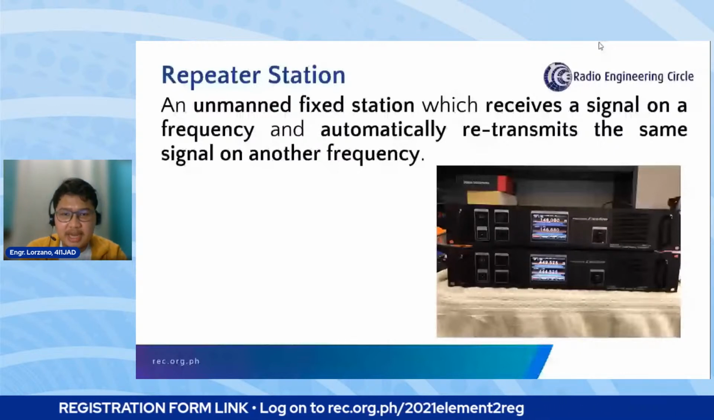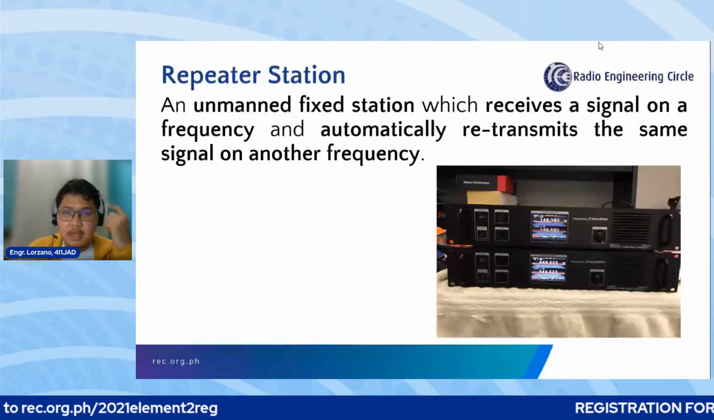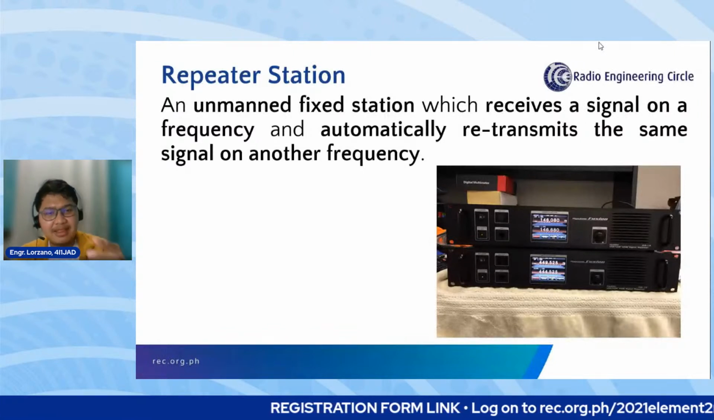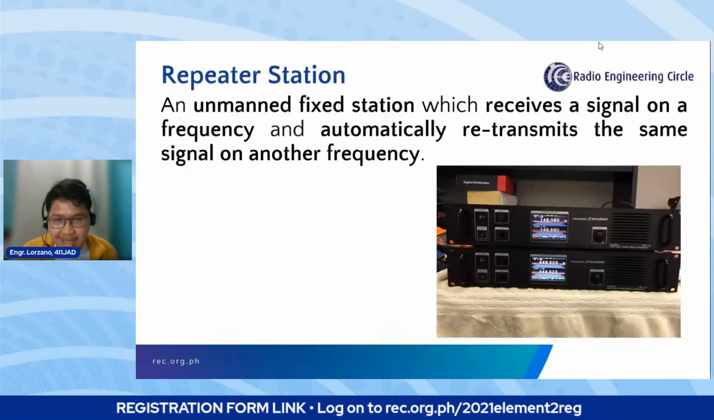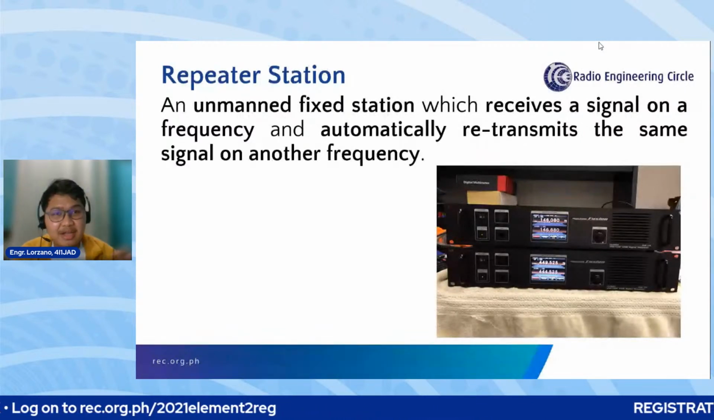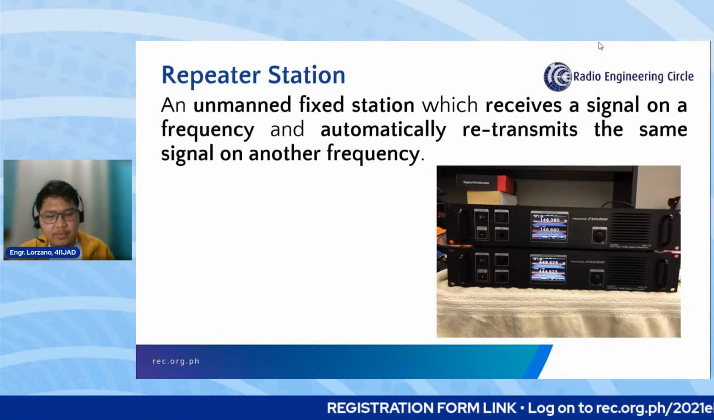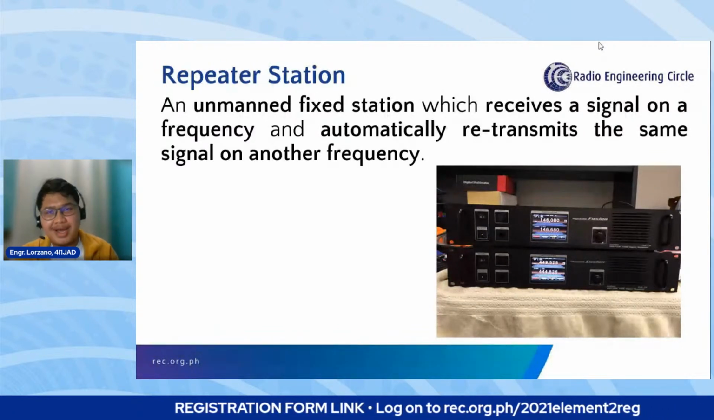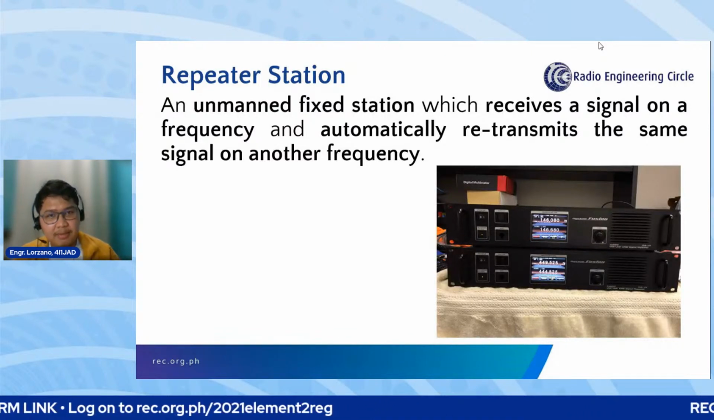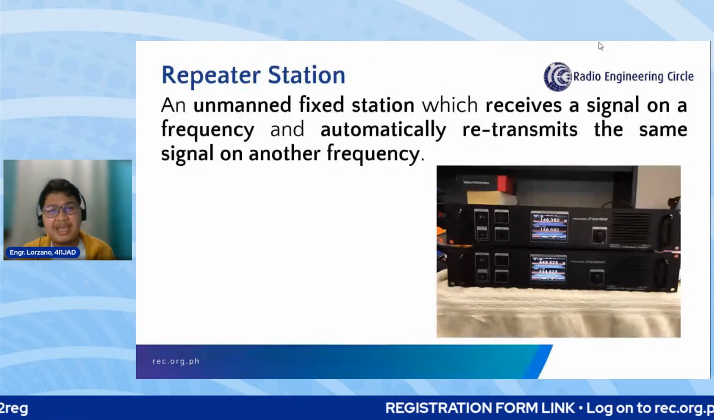Repeater station. It is an unmanned fixed station. From the word itself, repeater, nire-repeat niya. Yung nare-receive niya na signal, binabato niya ulit, re-retransmit niya ulit in the same signal on another frequency. So, bakit natin ginagawa to? Since limited lang yung layo or reach ng ating mga antennas, for us to have a greater reach, we use repeater para mas lumayo yung coverage natin, mas makakapag-transmit tayo sa mas malaking area.